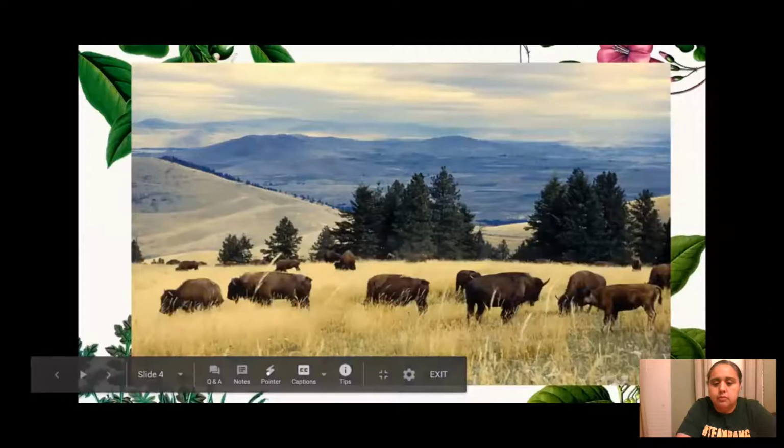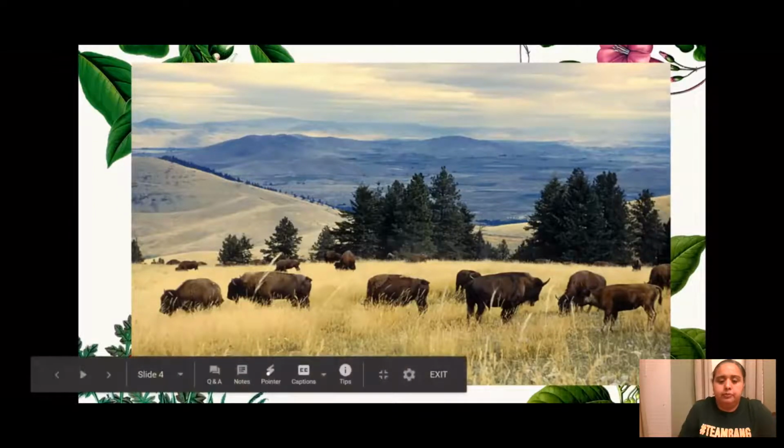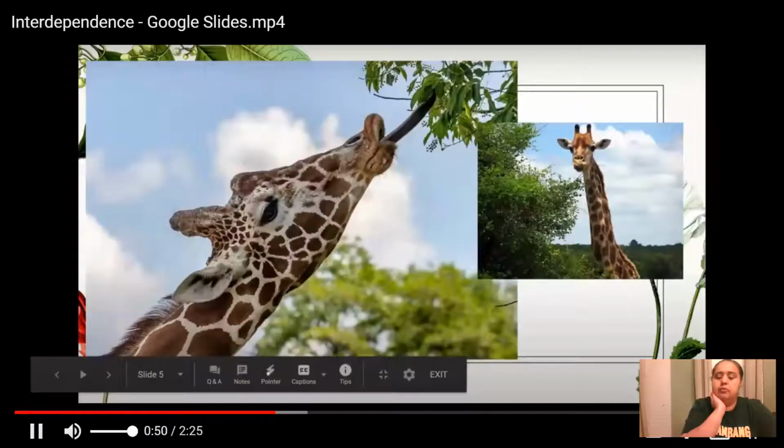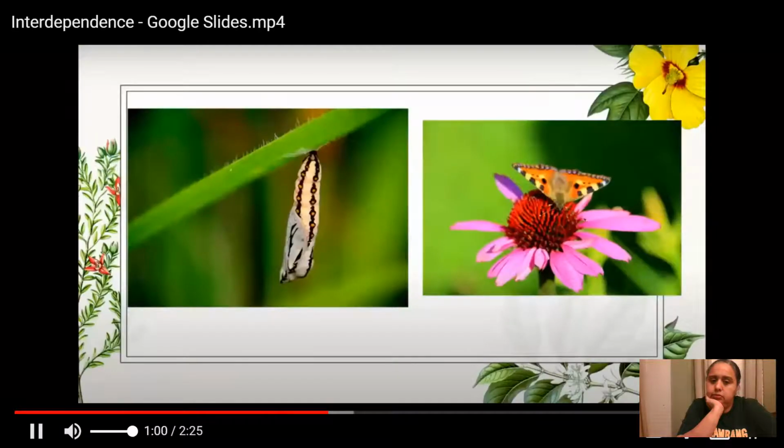Without plants in their environment, these buffalo would have to travel very far away to find food. Different animals depend on different plants. A giraffe needs tall plants because it is tall. Do you see how this butterfly needs a strong plant to form a pupa in its life cycle?